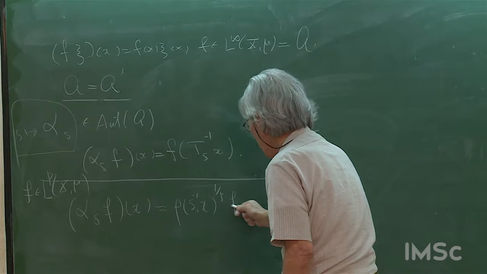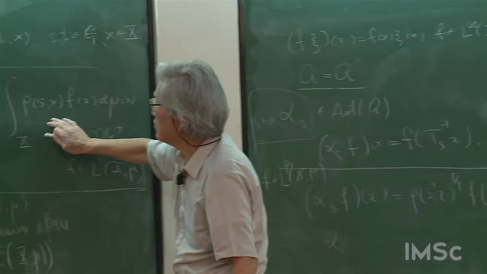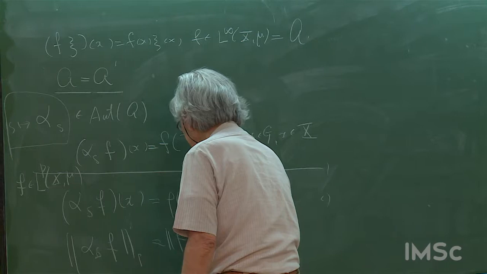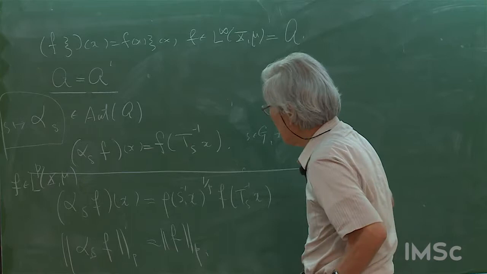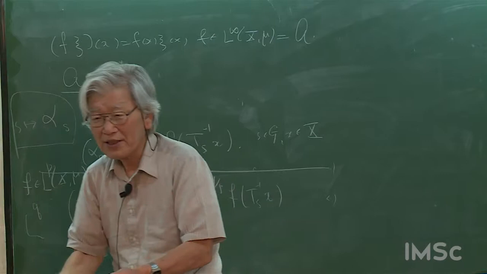Then simply they use this rule: the p-norm of alpha_S of F equals the p-norm of F. So, okay, here's one point. The transformation rules on L^p and L^q are different.